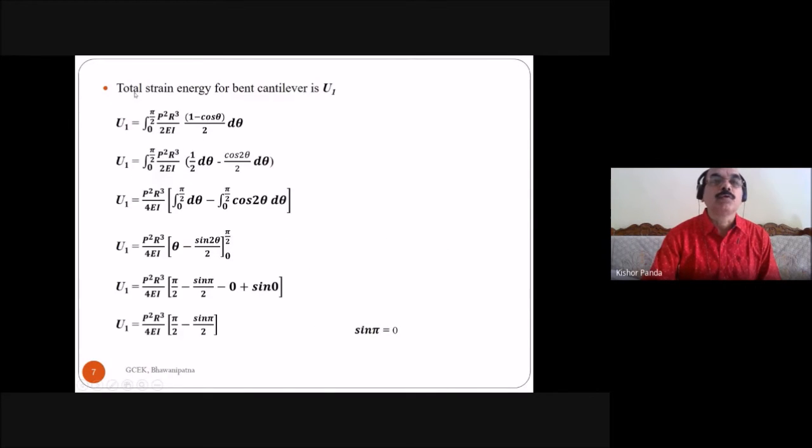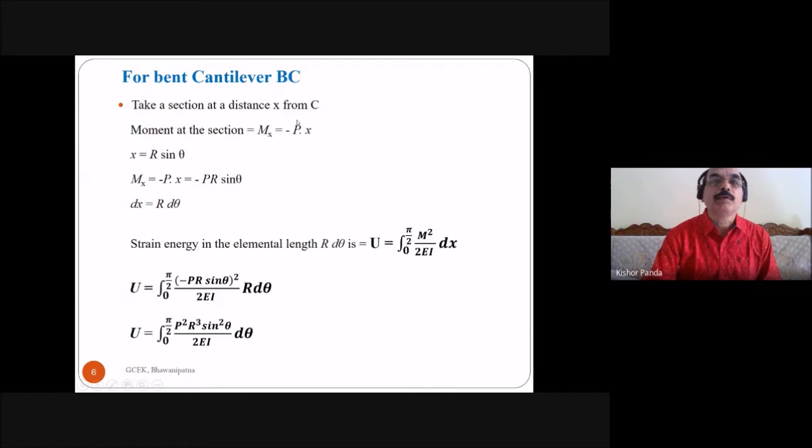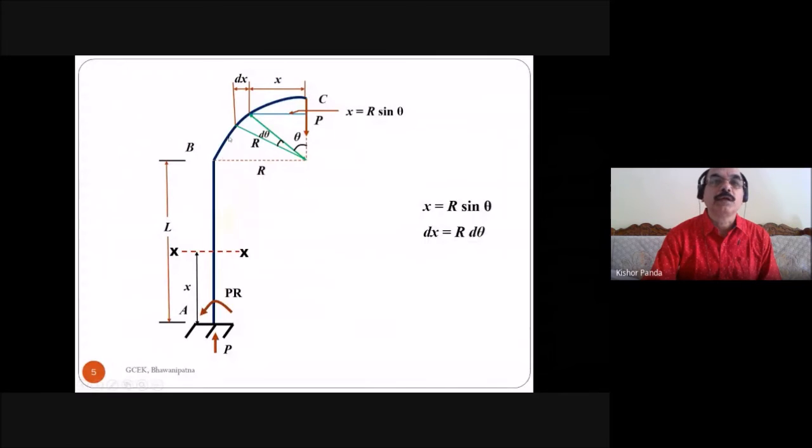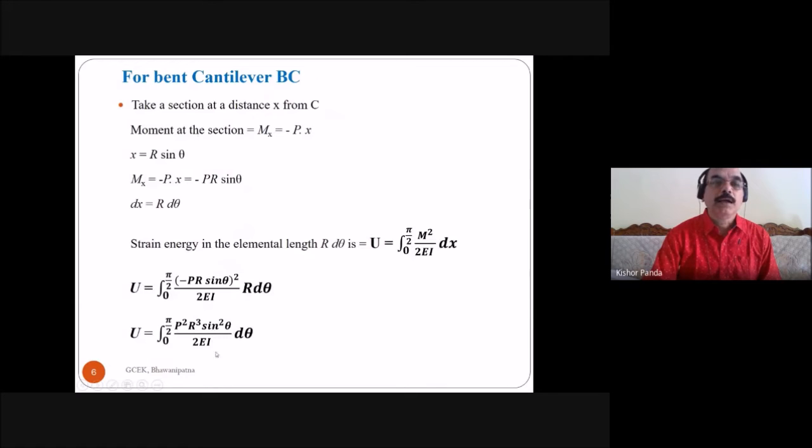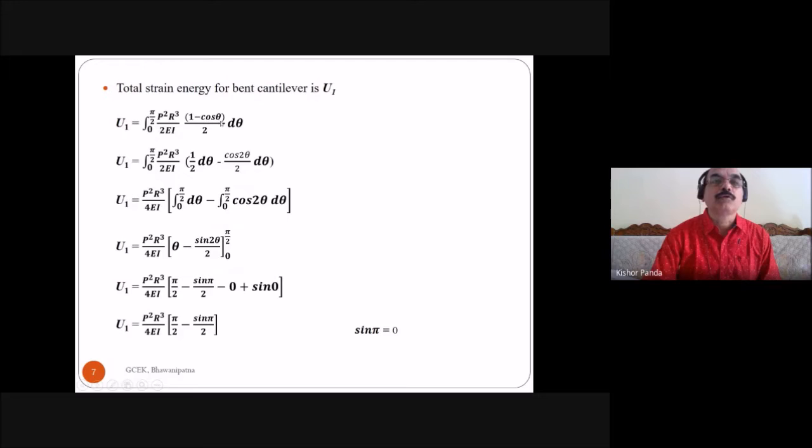Then you find out the total strain energy for the bent cantilever. So find out the total strain energy of this portion, BC. U1 is equal to integral 0 to pi by 2 of P square R cube by 2EI, and you know what the sin square theta is? That is equal to (1 minus cos 2 theta) by 2, into d theta.